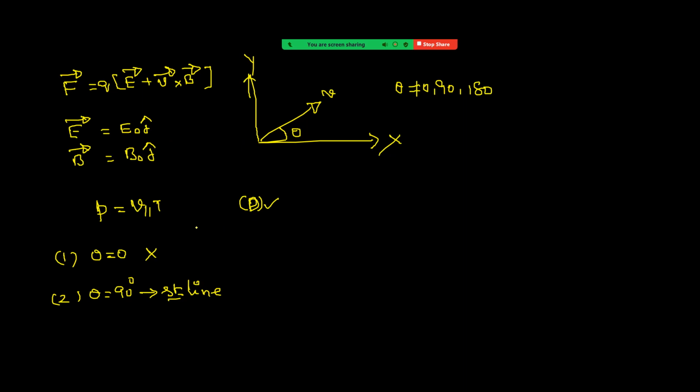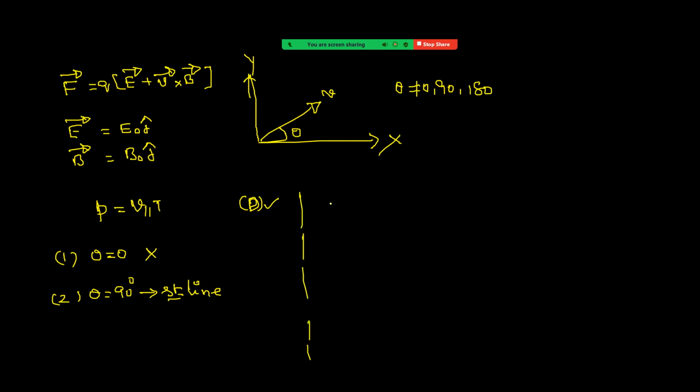Next, coming to option B, theta 0. The charge undergoes helical motion. That is not correct. Next, we have to focus on theta equal to 10. The charge undergoes helical motion with its pitch increasing with time along the y-axis. So see this point carefully, option C.